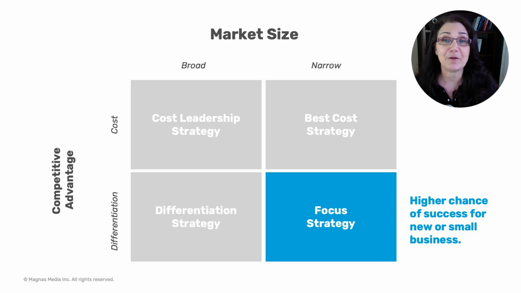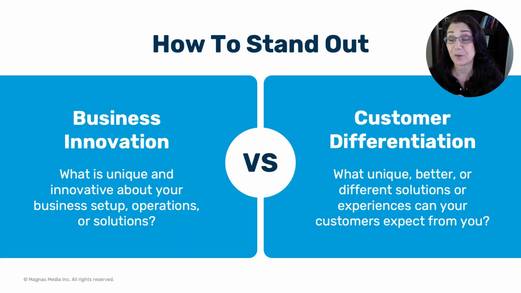So competing on price might be a losing battle. And that's why I find that the focus strategy works for almost most businesses. 99.9% of the businesses are going to find it much easier if they try to create that competitive advantage by using the focus strategy. So now one of the ways, or two ways, that you can communicate that competitive advantage is, first of all, through business innovation, and the second is customer differentiation. So let me show you what that means.